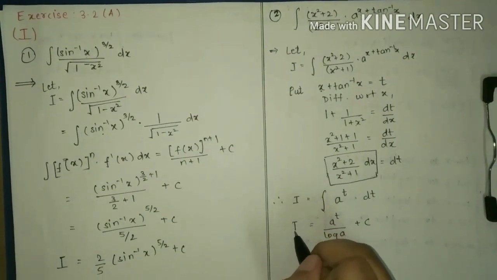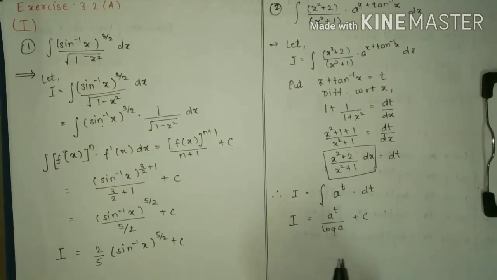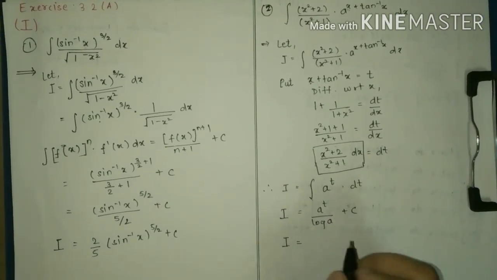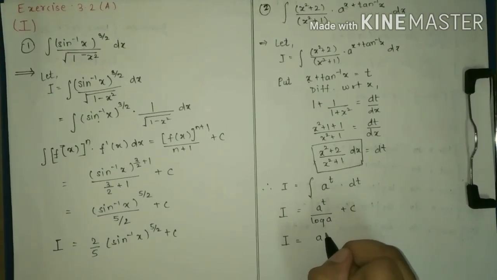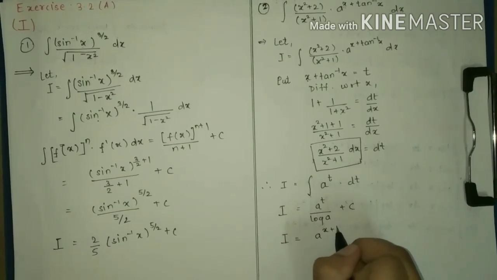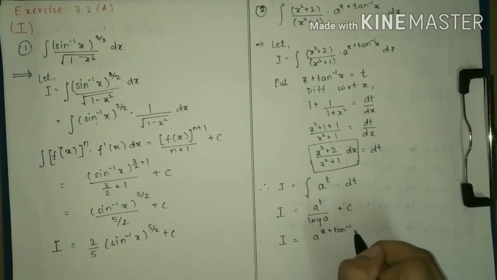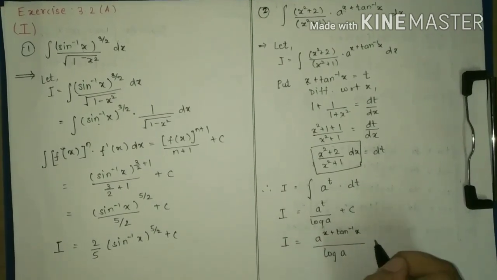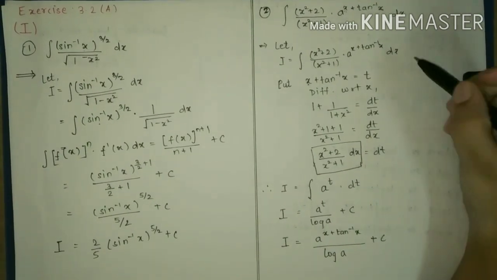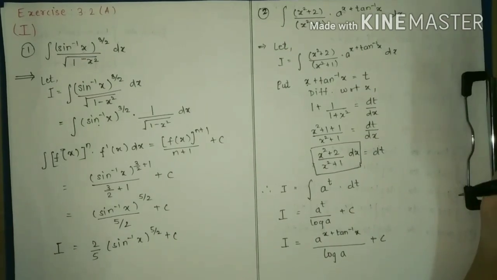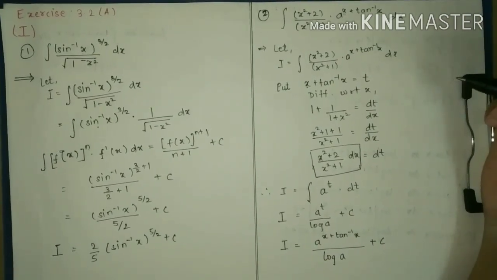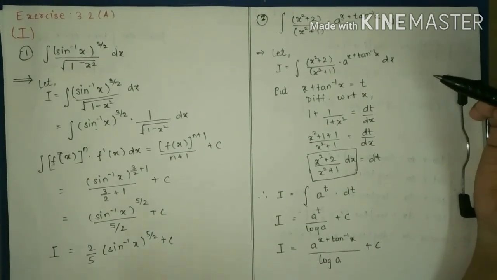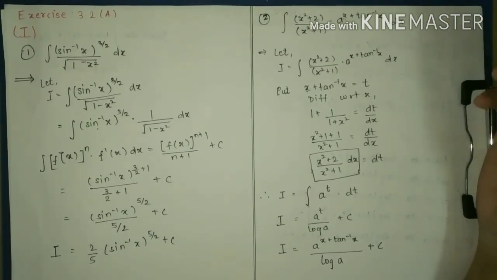Once we have integrated the term, we have to resubstitute the value. So it will become a raised to (x plus tan inverse x) upon log a plus c. So simply by substituting a term we have solved question number 2. If you apply basic logic and substitute some of the powers, you will get the answers easily.